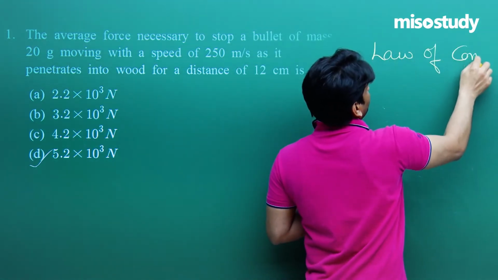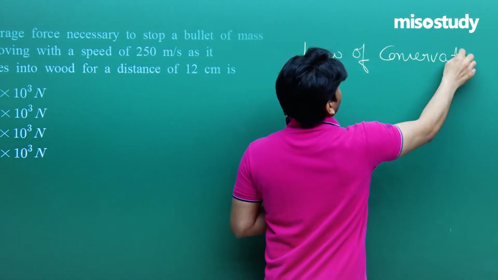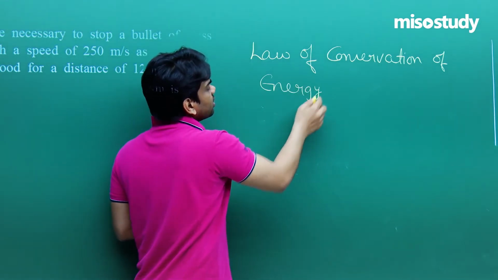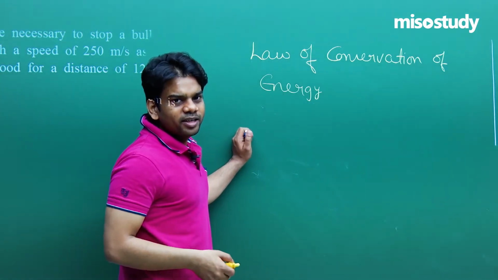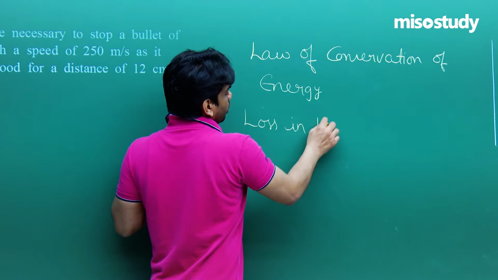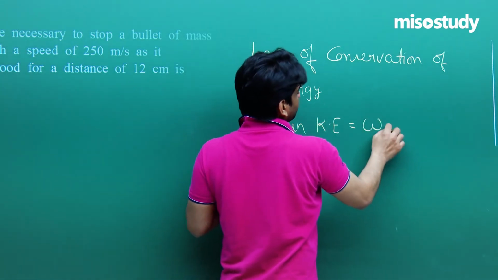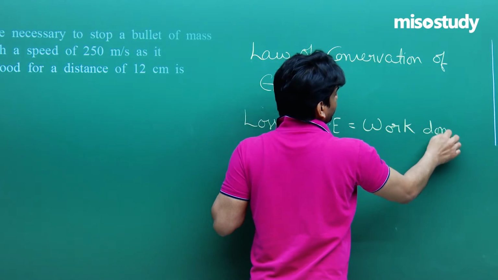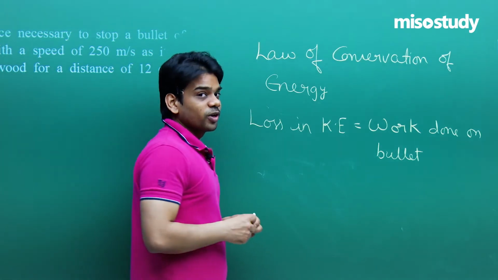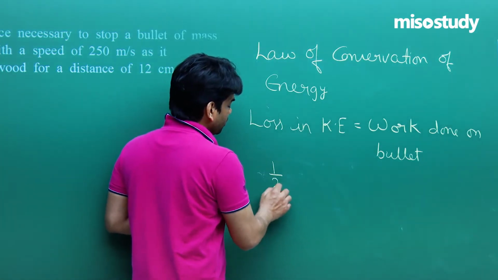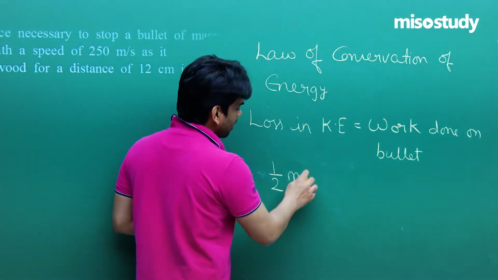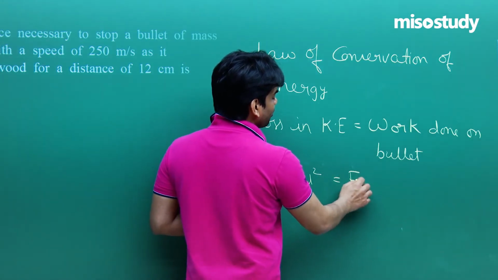the law of conservation of energy. The law of conservation of energy states that the loss in kinetic energy will be equal to the work done by the wooden block on the bullet. So loss in kinetic energy will be equal to work done on the bullet by the wooden block. Loss in kinetic energy will be what? Half mv square, where v is the initial speed, or let's use proper notation, half mu square, is equal to F into S.